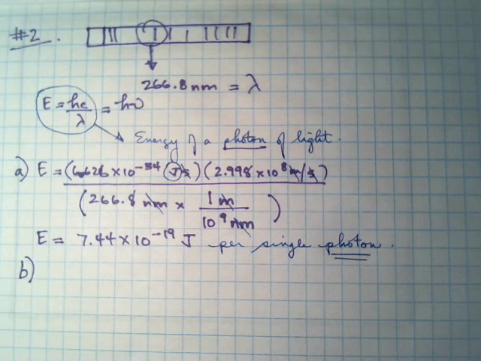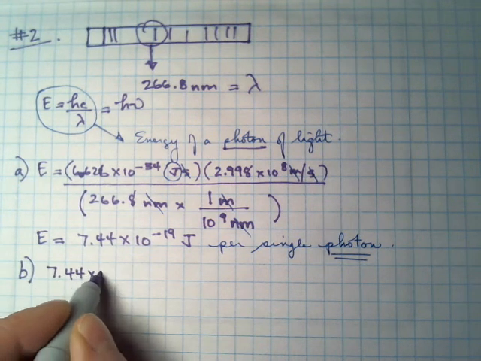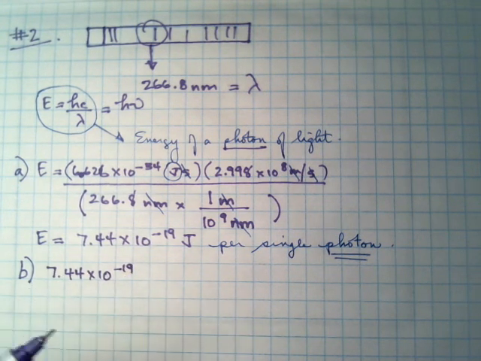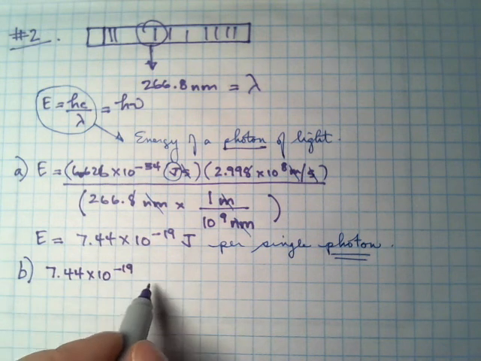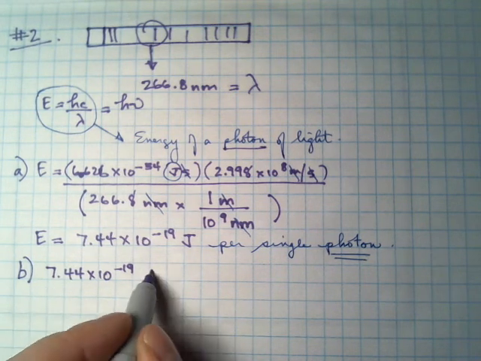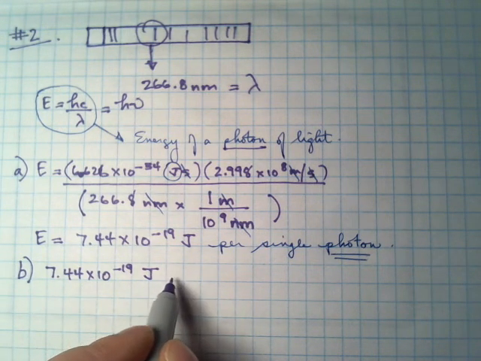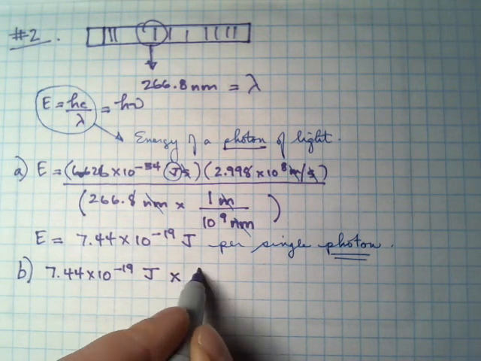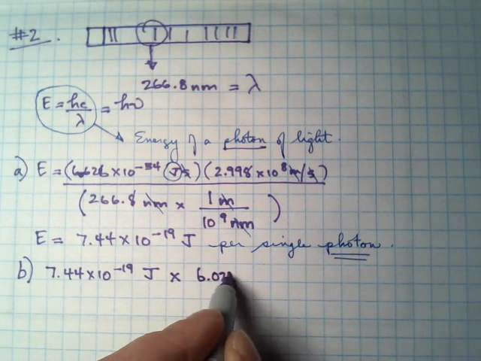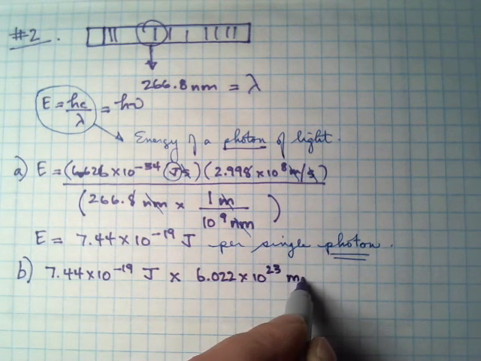B is asking us for the energy of a mole of photons of this radiation. So I'm just going to take this number, and Avogadro's number is really just that. You could have Avogadro's number of potatoes if you like. I want Avogadro's number of photons. So this was per photon, and per mole I'll just multiply it by 6.022 times 10 to the 23 per mole.